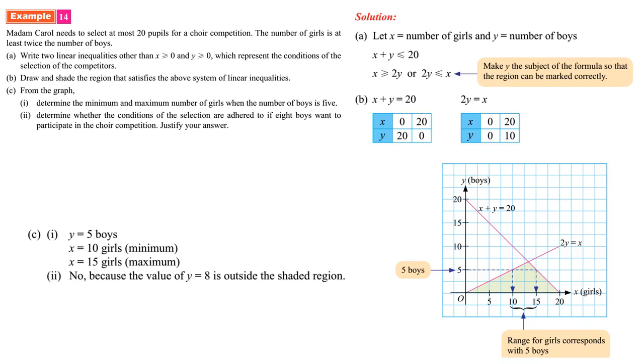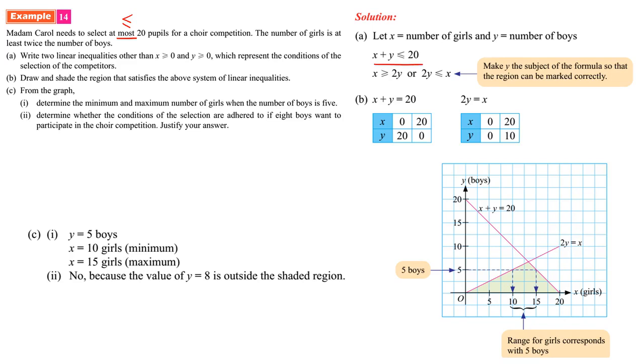So the first linear inequality refers to the first sentence. Before that, let us use letter x to represent the number of girls and the letter y to represent the number of boys. So at most, the sign is less than or equal to. So the total number of people is less than or equal to 20. So the total number of boys and girls is x plus y less than or equal to 20. This is the first inequality.